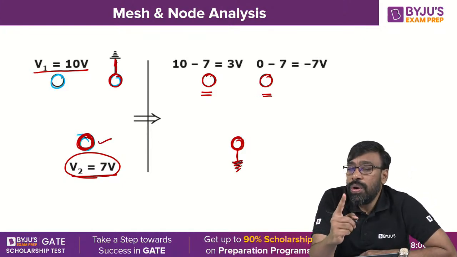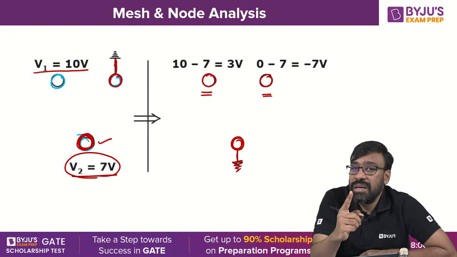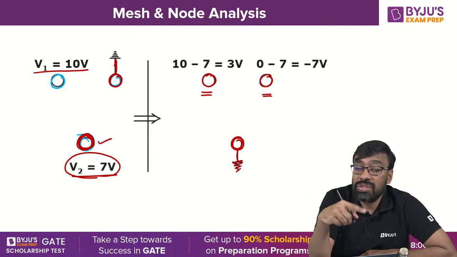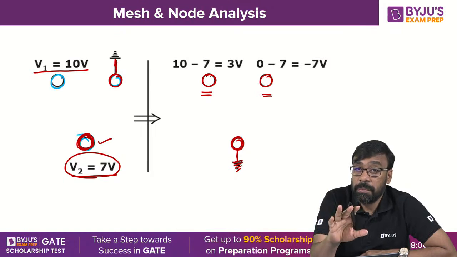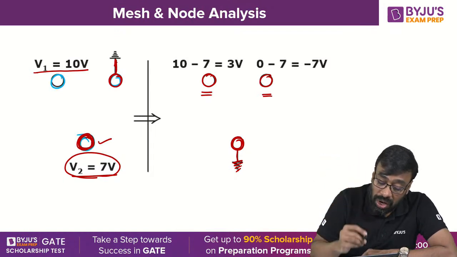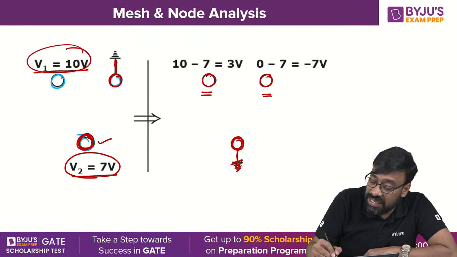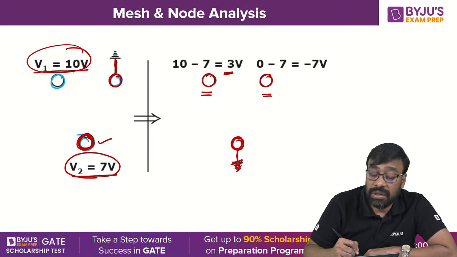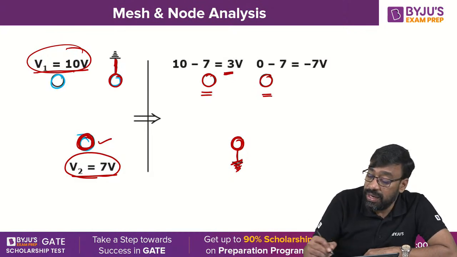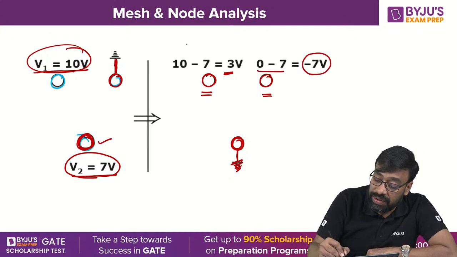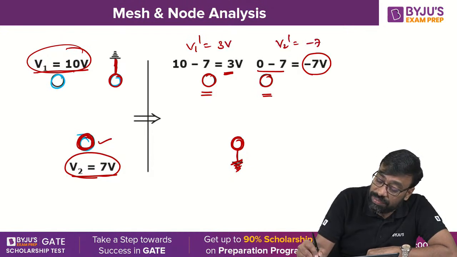If one node voltage is reduced by 7 volts, then all remaining node voltages will also be reduced by the same voltage. That's what I'm applying here. Already it was 10 volts. Because it is converted to reference node, 10 minus 7, it will become 3 volts. It was already 0 earlier. It becomes 0 minus 7, it becomes minus 7 volts. Now I got V1 dash is 3 volts, V2 dash is minus 7 volts.